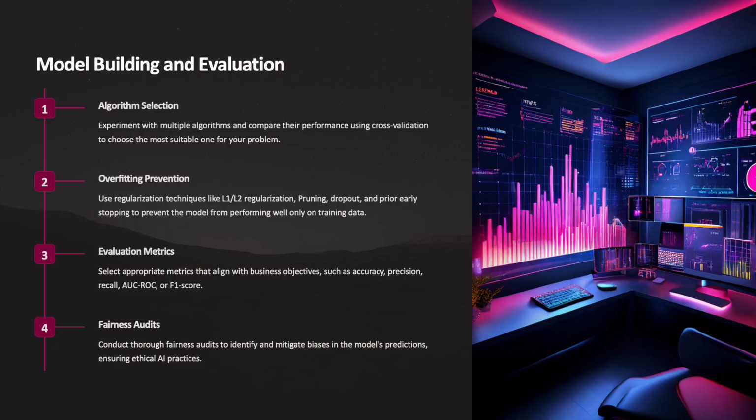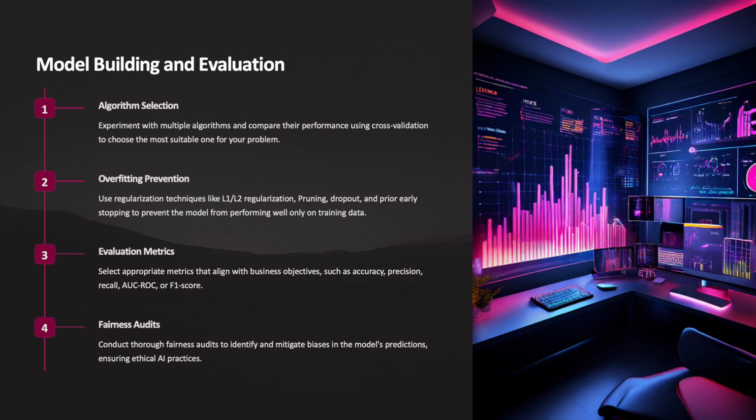Now, let's move on to model building and evaluation. One of the critical steps here is algorithm selection. The choice of algorithm depends on the nature of the problem, the type of data, and the desired outcomes. For example, decision trees are easy to interpret but might overfit, while neural networks are powerful for complex tasks but require more data and computation. The key is to evaluate factors like accuracy, speed, interpretability, and scalability to ensure the chosen algorithm meets your project's specific needs.